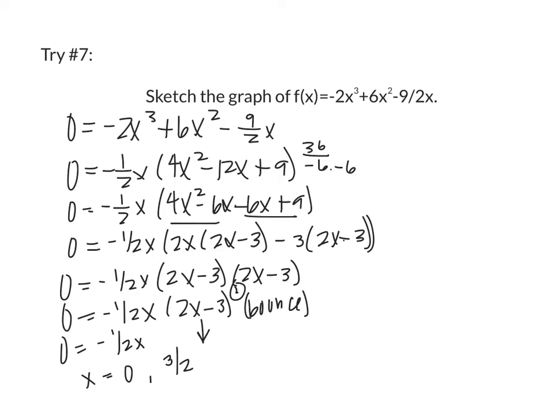So again, I should choose values on the left and right of that. So I should choose a -1, I should choose a 1, and then I should choose a 2. I should substitute them back into my original function. So if I substitute -1 into my function, I'm going to get 12.5. If I substitute in 1, I will get -0.5. And if I substitute in 2, I will get -1.